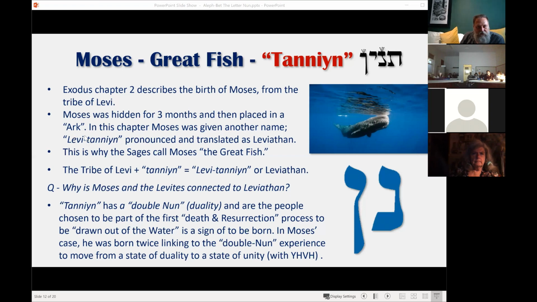Now, what's interesting is that Moses was from the tribe of Levi, and he was called another name. He was called Levi Tanin, and that is pronounced Leviathan. And the sages call Moses the great fish because Tanin is connected to him in his name. So now we see that a Levi connected to Tanin gives Leviathan, and Moses, who was a Levi, is also connected to Tanin, and he is called the great fish, or the one that was reborn.